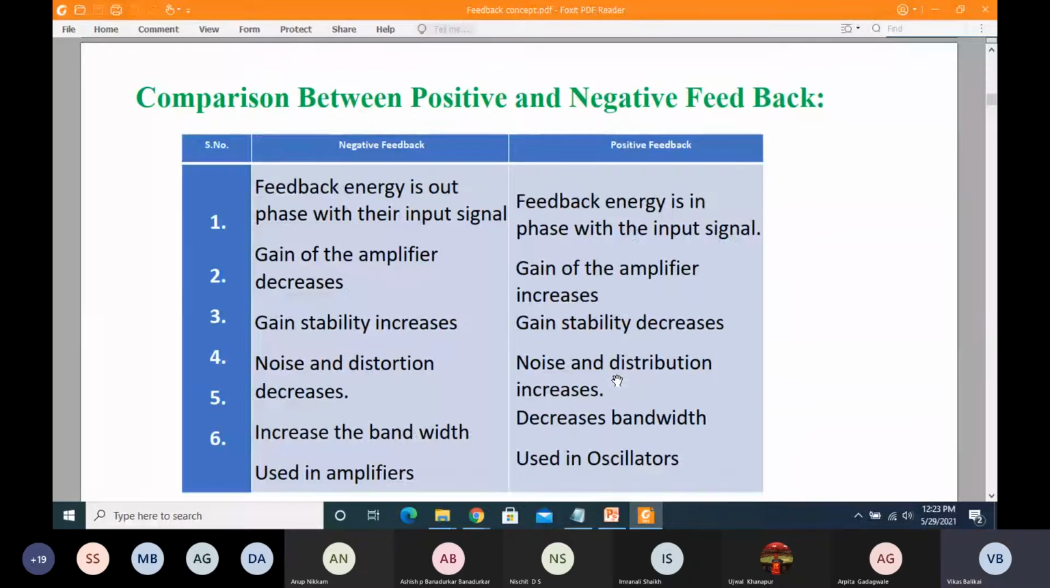Okay, a brief comparison of positive and negative feedback. In negative feedback, of course, gain decreases, but in the meantime, stability increases, noise and distortion decrease, and the bandwidth is increased. That's the main important thing. Though the gain has decreased, the bandwidth has increased. So this is the main advantage of ensuring negative feedback whenever we are designing amplifiers. It is used in the design of amplifiers, and positive feedback is used in the design of oscillators.